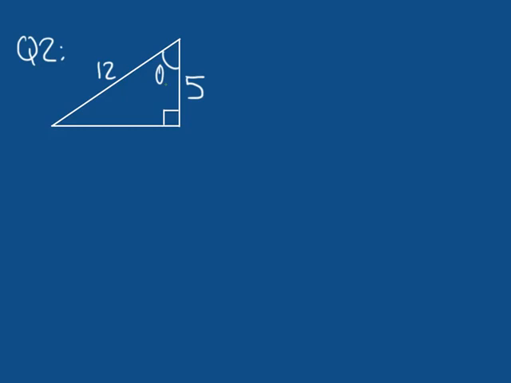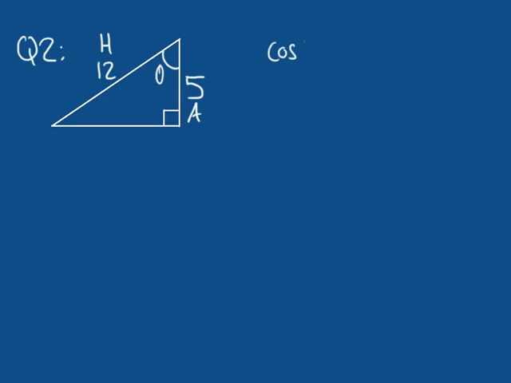Okay, welcome back everyone. So the first thing we need to do is work out the naming conventions of our edges in relation to that angle theta. Well, 12 here is our hypotenuse, it's opposite the right angle, so it's always our hypotenuse. And in relationship to theta, our edge that's 5 units long is touching the angle or next to the angle, and that means it is, of course, our adjacent edge. So we need to find the trigonometric ratio that relates the hypotenuse and the adjacent. That would be our cosine ratio.